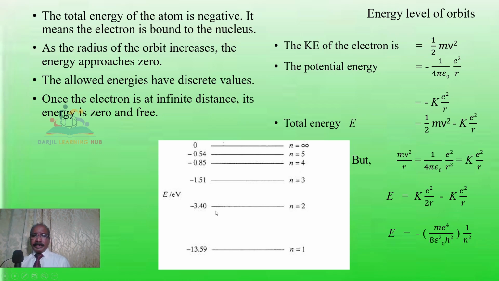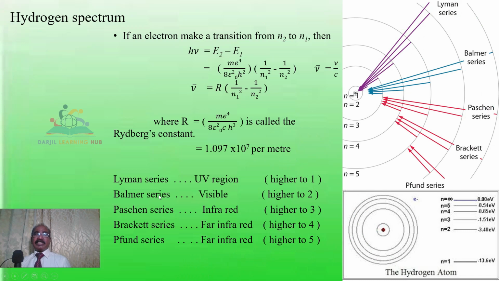Next, you can see that these energy values are discrete values: -13.59, -3.4. So the energy is quantized. This is one concept. Then at infinite distance, the energy of the electron is zero. That means the electron is free. If the energy of the electron is positive, that means the electron is outside the nucleus and it is free to move about. So these are the details we have studied from this.